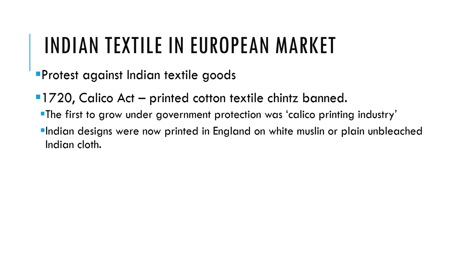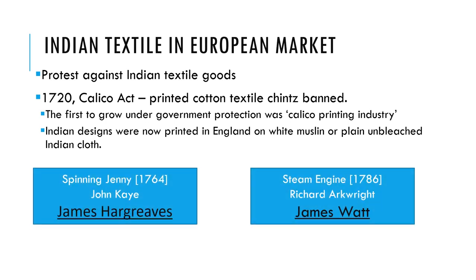Now what happens is that Indian designs were now printed in England. Previously the whole chintz clothes were exported from India to Britain, but now with this ban, the ban was only on the design clothes which were known as chintz, but still the plain unbleached cloth and the fine white muslin were still exported from India. Now the scenario changed a little bit when developments, or we can say industries, came up in the line of this textile industries.